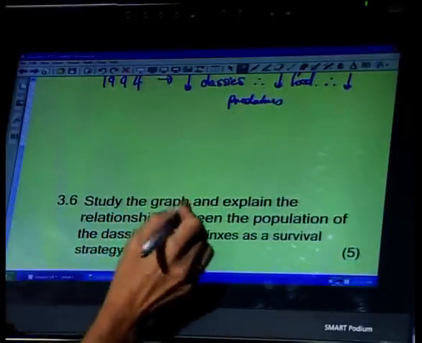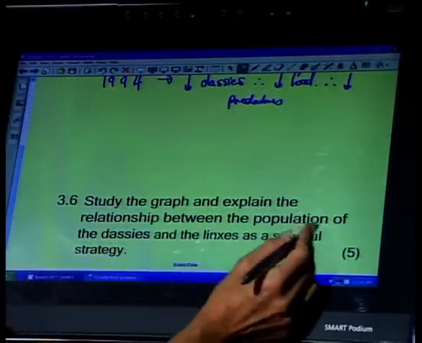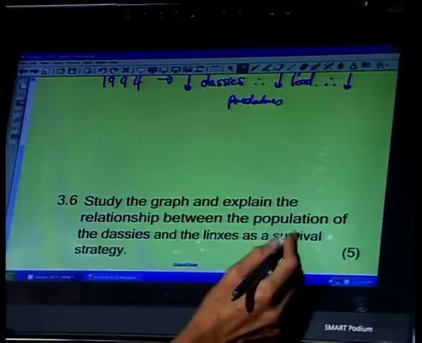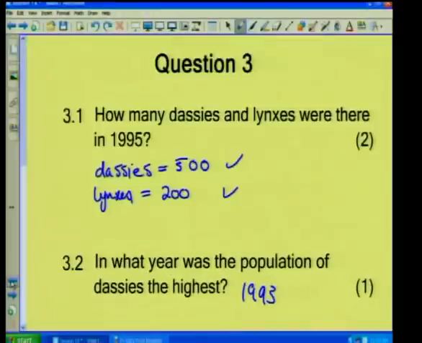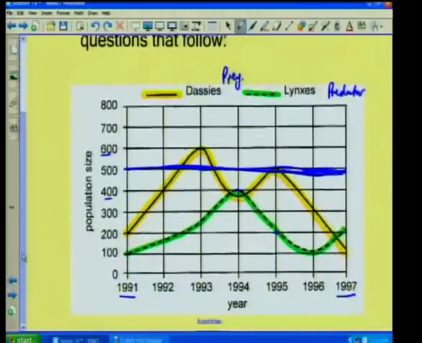Okay? Study the graph and explain the relationship between the population of the dussies and the lynxes as a survival strategy. So what I'm going to do here is I'm going to explain it to you here on the graph.